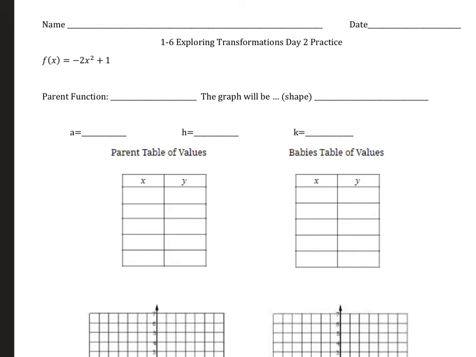The very first one, the parent function. What is my parent function for this graph? Good, we should have gotten x squared. Okay, next question. The graph will be what shape? A U. What are A, H, and K? A is -2. H is 0 because there was nothing there, and K is +1.